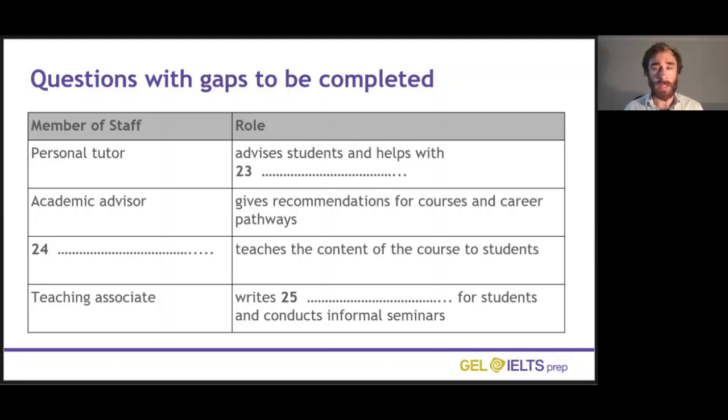So the answer to 25 will be B, something that the students receive. So they write something for the students. It's the idea of you're writing it with the students in mind that you're then going to give to them. We can focus in a little bit more detail and think about the context of this teaching associate at a university writing something for students. What could that something be?